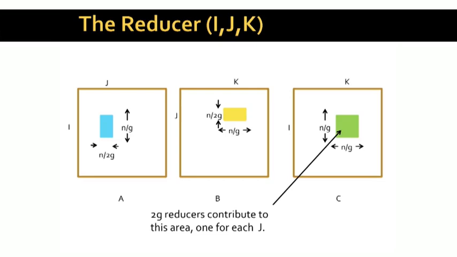And there are 2g different values of the set of indices capital J that can be paired with the same set I and the same set K. Each of these triples corresponds to one reducer, and each of these reducers contributes to the output elements in the same green area. The function of the second MapReduce job, as we have said, is to sum these contributions to get the correct value for each output element.